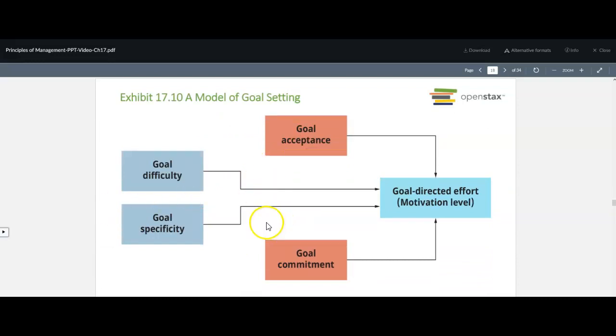Here's a model of goal setting. You commit to the goal, you work on the goal, and then there's kind of goal acceptance and goal commitment. So you identify a goal essentially, but then the goal difficulty and specificity also play into the effort towards the goal itself. And an individual, in order to be motivated towards a goal, has to feel like they have control over elements of that goal, and that pertains to commitment and acceptance.